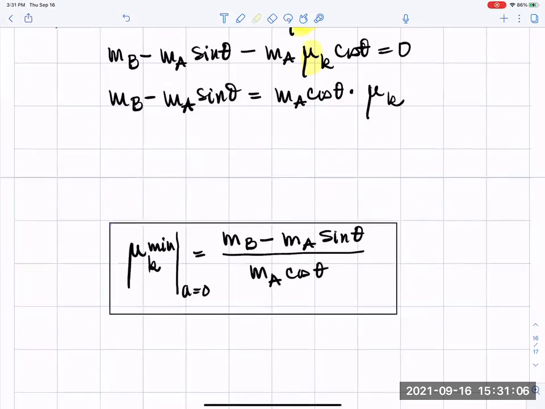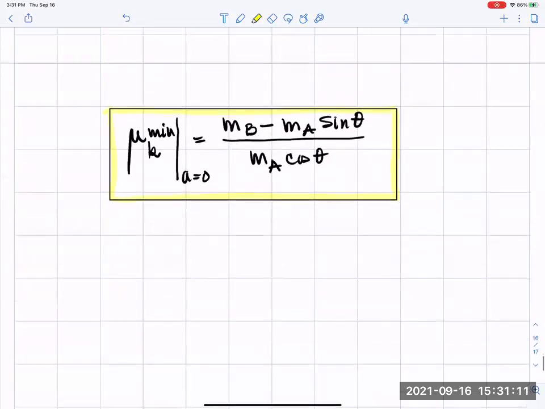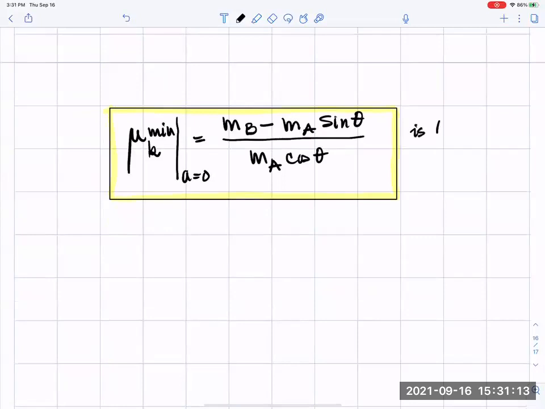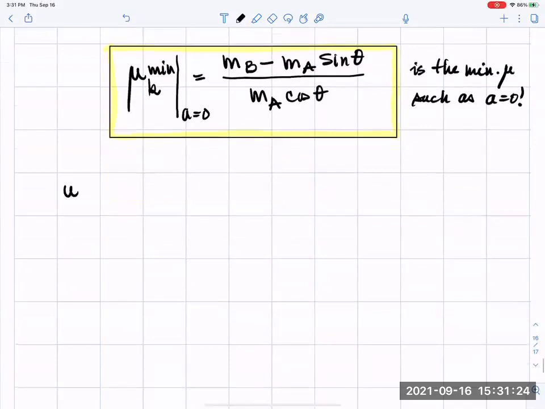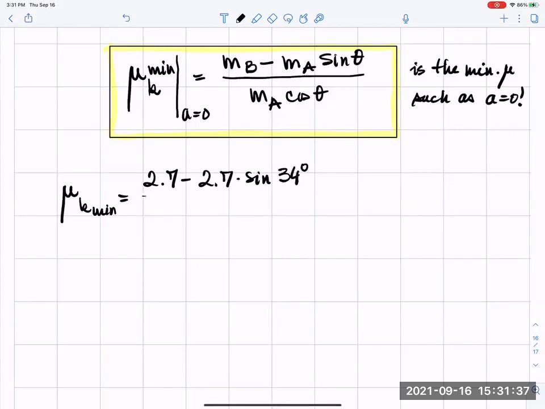So now that you have everything, you're going to be able to plug in your numbers and get an answer for it. So I would say here is the minimum mu such as acceleration is 0. Just don't forget that. Okay, so mu K min is equal to, well, your masses were the same, 2.7 minus 2.7 sine of your 34, divided by 2.7 times cosine of 34.